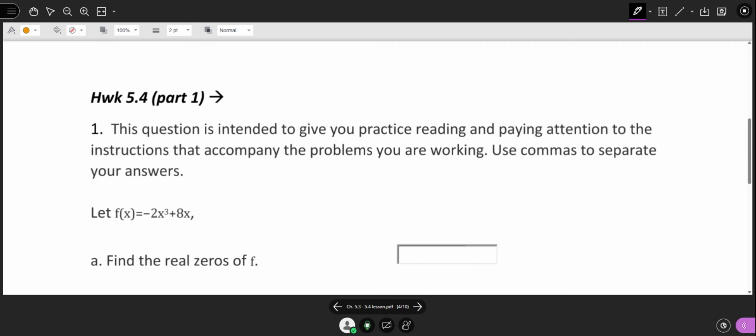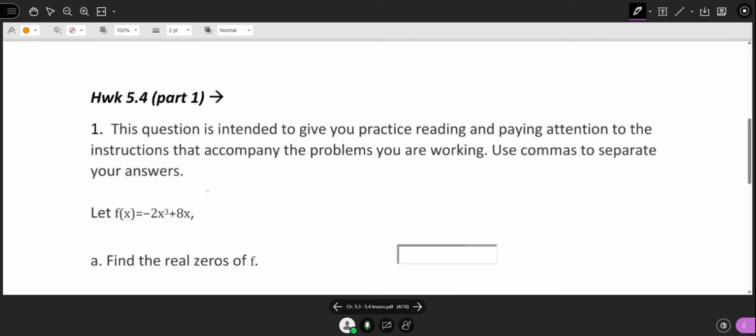All right. Chapter 5.4. It's not a lot of problems, but it's a lot of information. So it could take several videos in order to get all of the information in. This question is intended to give you practice reading and paying attention to the instructions that accompany the problems you're working.